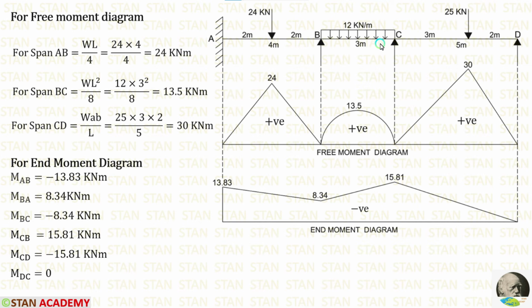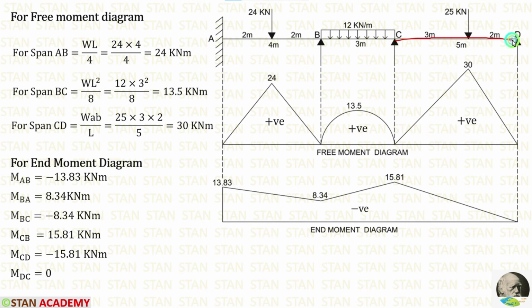If in the simply supported beam, UDL is acting for the full span, the formula to calculate the maximum bending moment is WL square upon 8. Here W is 12, L is 3. When we apply in the formula, we are getting 13.5 kilonewton meter.